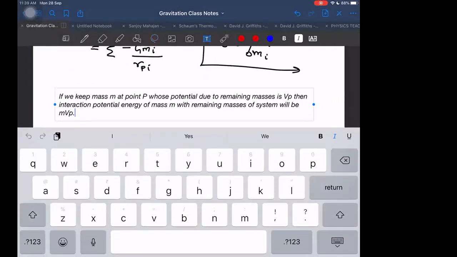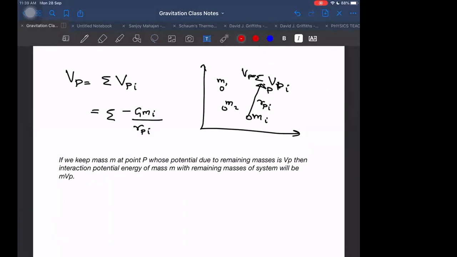We keep a mass at point P, whose potential due to the remaining masses is Vp. Then the interaction potential of mass m with the remaining masses of the system will be m into Vp. This we can remember. This is interaction. So, what is the difference between the interaction potential energy of one mass with the remaining masses and the overall potential energy of the system? Are these the same or different? Different, sir.